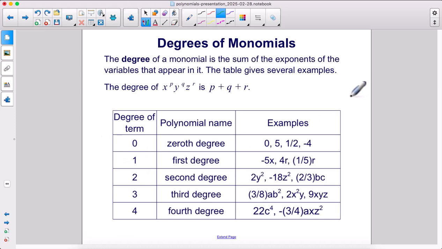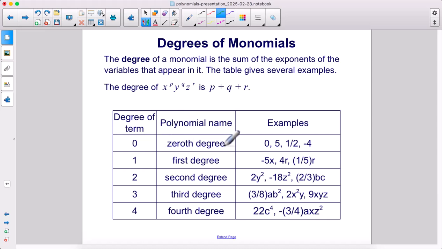The degree of a monomial is the sum of the exponents of the variables that appear in it. The table gives several examples. The degree of x to the p power times y to the q power times z to the r power is p plus q plus r.